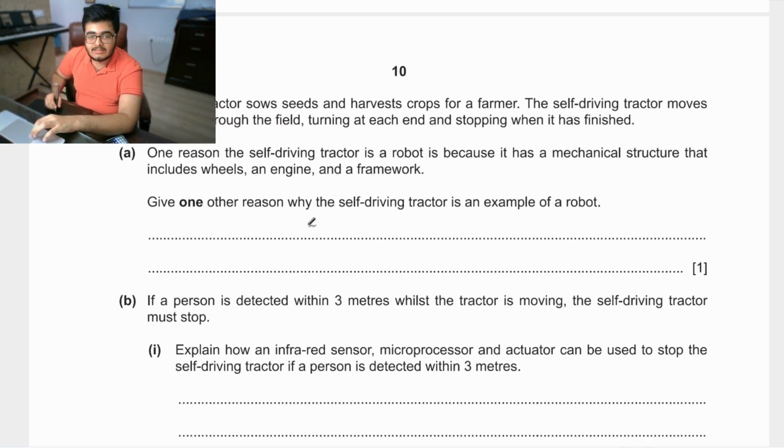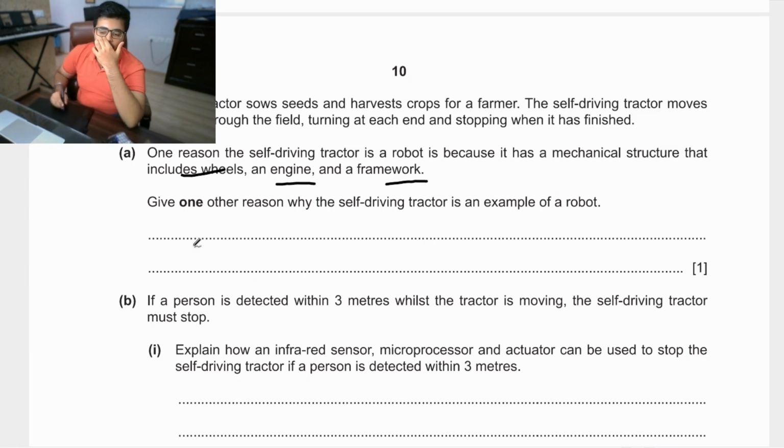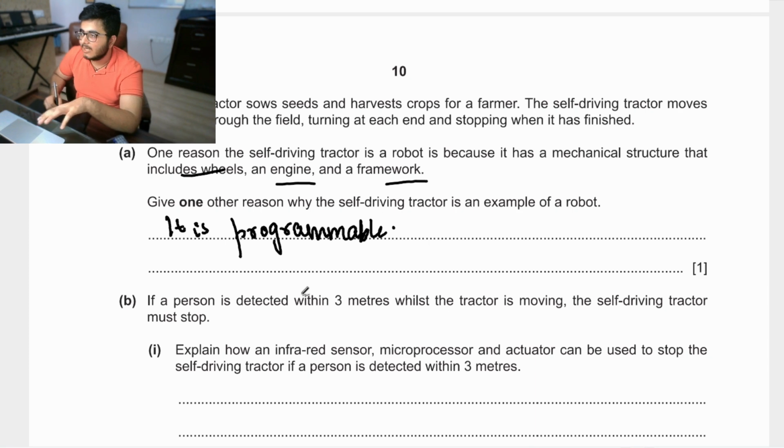Give one other reason a self-driving tractor is an example of a robot. So one reason they have given is that it has wheels, engine and a framework, which means they are referring to the ability to move. So what could be another reason that it is a robot? Because it is programmable. Right.